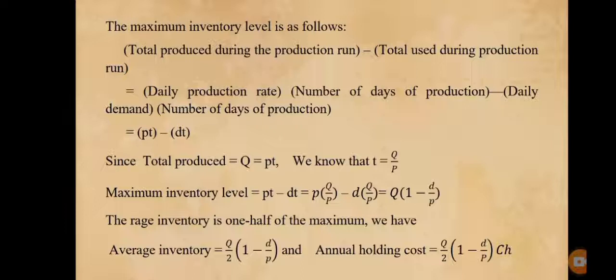So the average inventory is 1/2 of the maximum. We have average inventory equal to the number of units per order over 2 times 1 minus the daily demand rate over the daily production rate. And the annual holding cost will be the number of units per order over 2 times 1 minus our daily demand rate over P, the daily production rate, times our holding or carrying cost per unit per year.